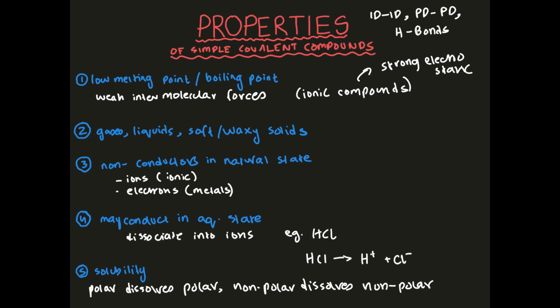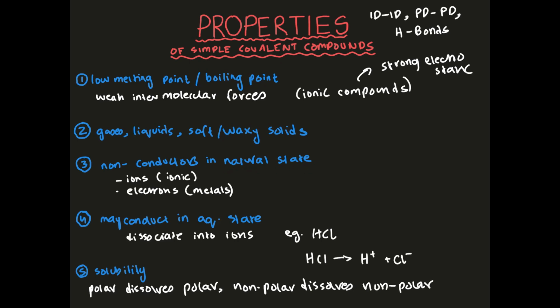So these forces over here are going to be a lot weaker compared to the electrostatic forces that are there in ionic compounds. So this is why, comparatively, simple covalent compounds have a lower melting point and boiling point compared to ionic compounds. The next point is that generally these are going to be gases, liquids, or soft waxy solids.